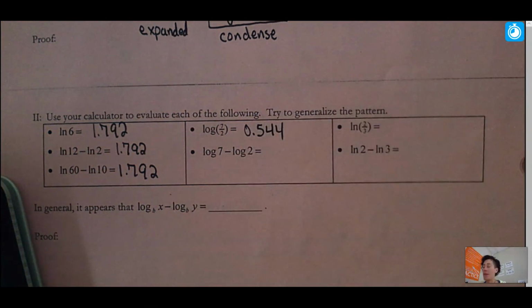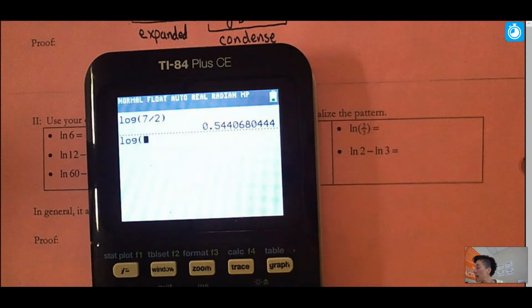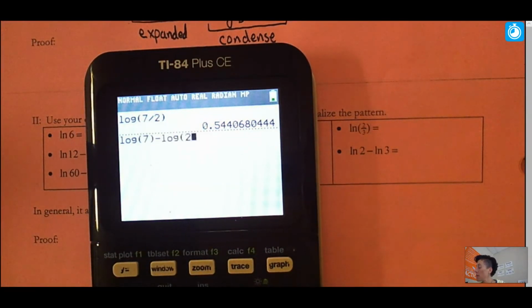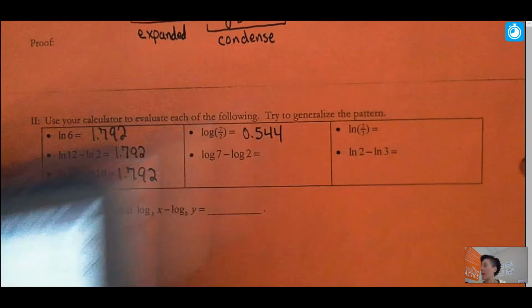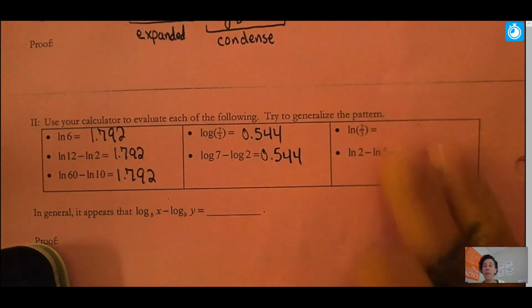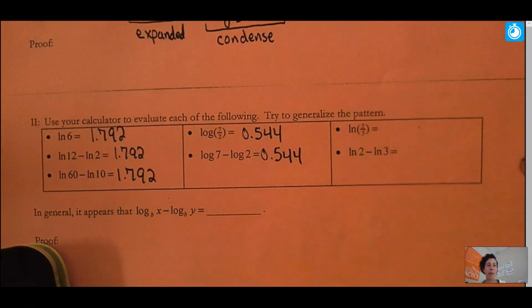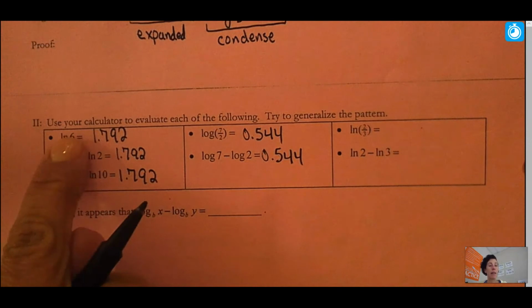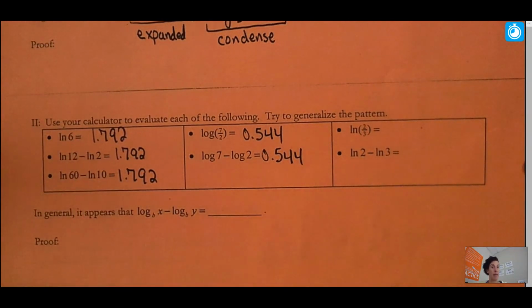And if I type this in and just separate it out, log 7, subtract log 2, then again I get that same answer. And then whatever this would be, you would get the same answer. So how can I go from here and here and here and have the same answers?